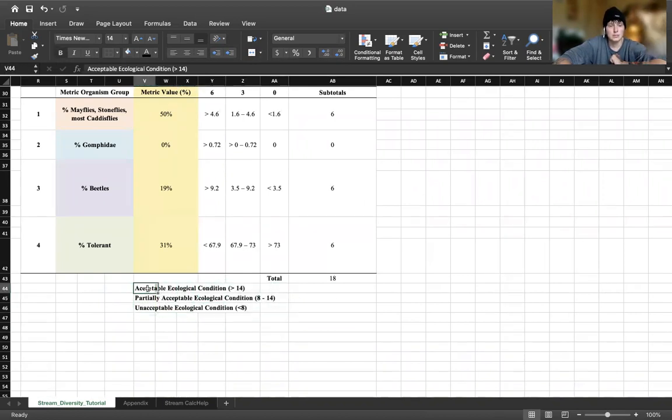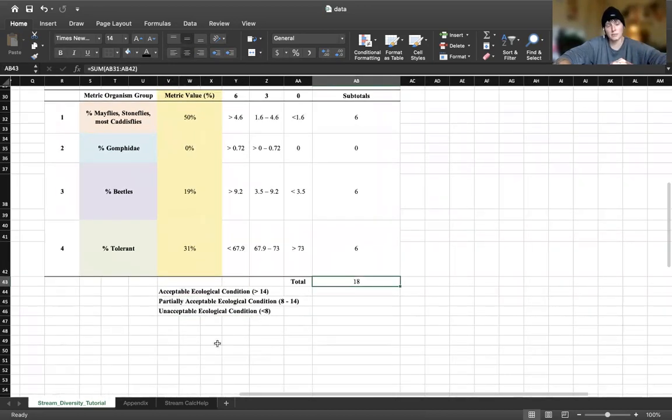This acceptable, partially acceptable, unacceptable is on that template. So since it was a score of 18 and it is greater than 14, I gave it a score of being acceptable. So that's your H prime.